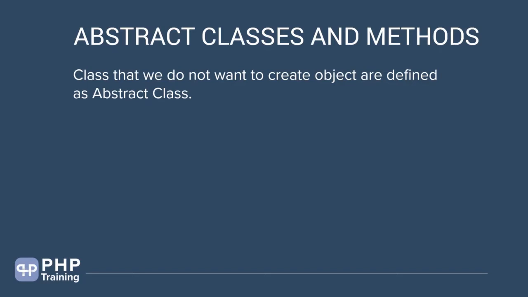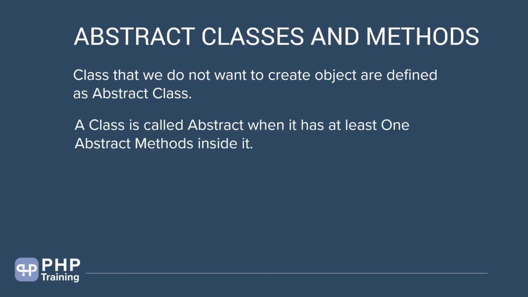You want to access the methods of that class, but you don't want to create an object and access it. You want to directly access those methods. In those scenarios, you will define your class as abstract. That is the first reason you choose to write an abstract class.